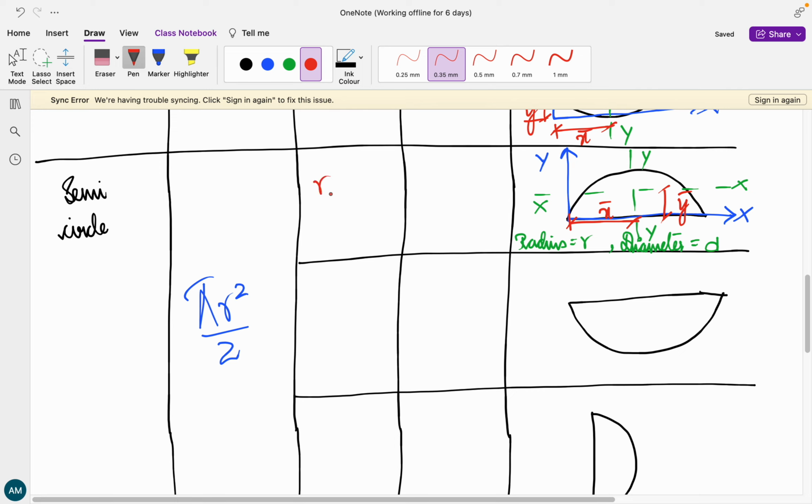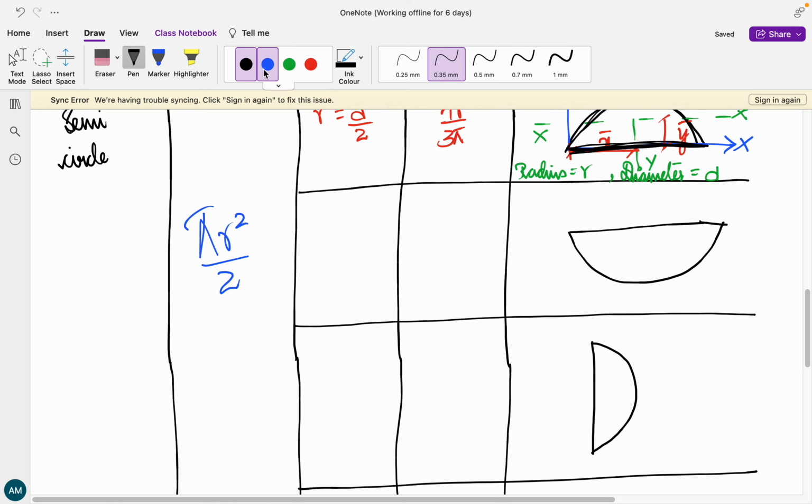So x bar can be written as the radius, or you can also write it as d by 2, half of the diameter. Now this particular y bar is going to have a value of 4r by 3 pi. We have derived it in the previous classes, 4r divided by 3 pi. The main thing that has to be remembered is the distance 4r by 3 pi is going to be from this flat base, from the diameter, not from the curved surface. Please remember this, from the base or your diameter itself, the flat surface itself, the distance is going to be 4r divided by 3 pi.